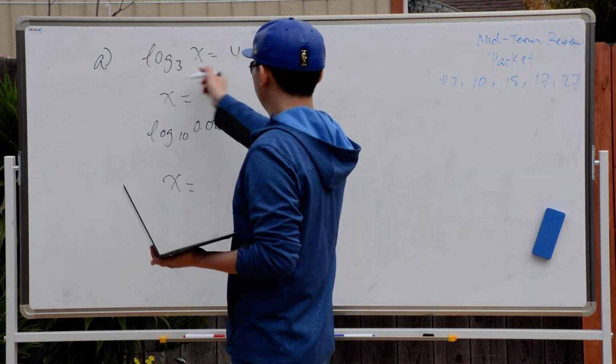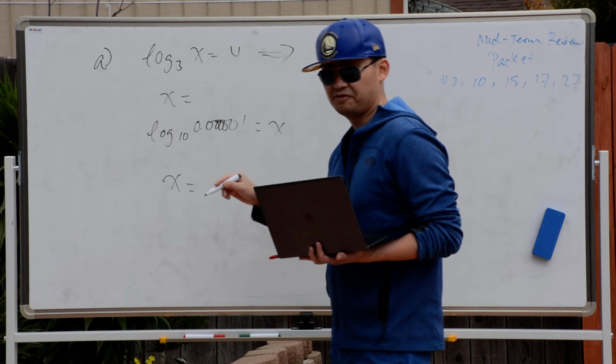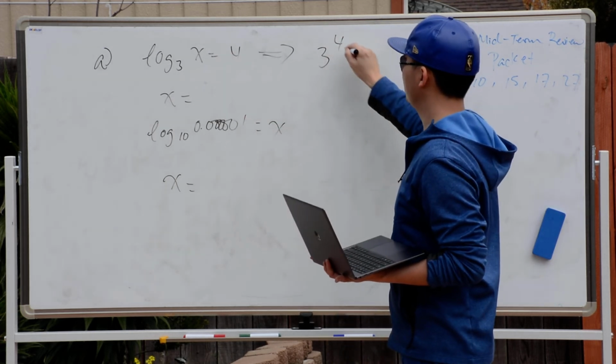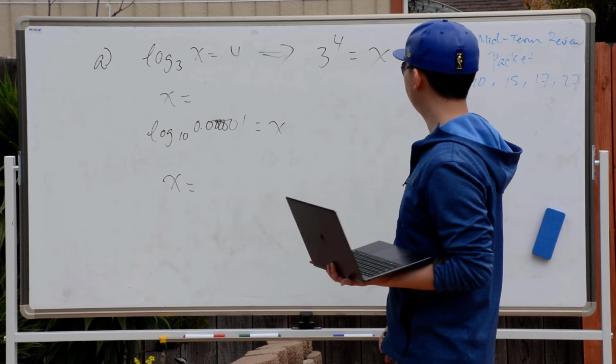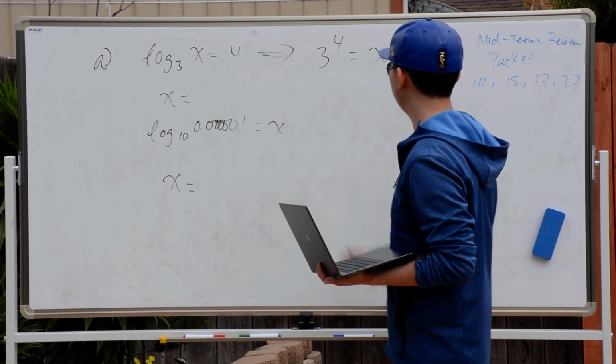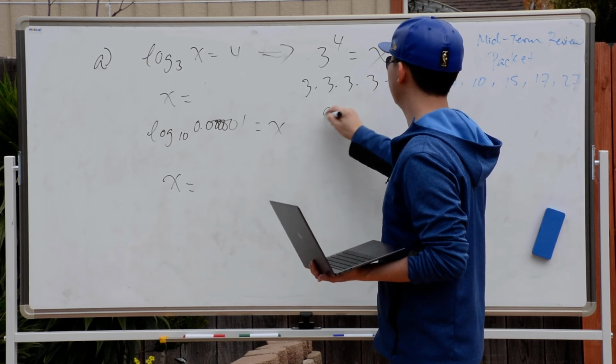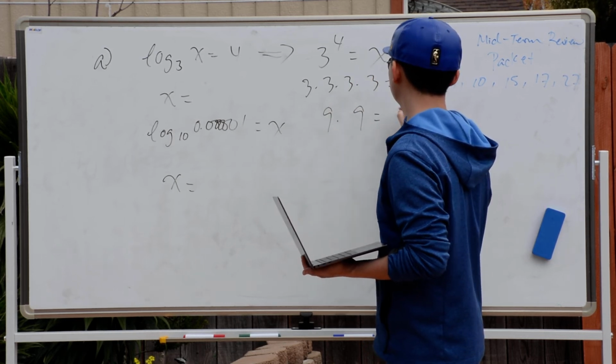So for this one, obviously, we can convert it from log to exponential form. So the base is 3, and the power is 4. So 3 to the power 4 equals x. So 3 to the power 4, so multiply by 3 four consecutive times. So we get the value of x, 9 times 9, which is 81.